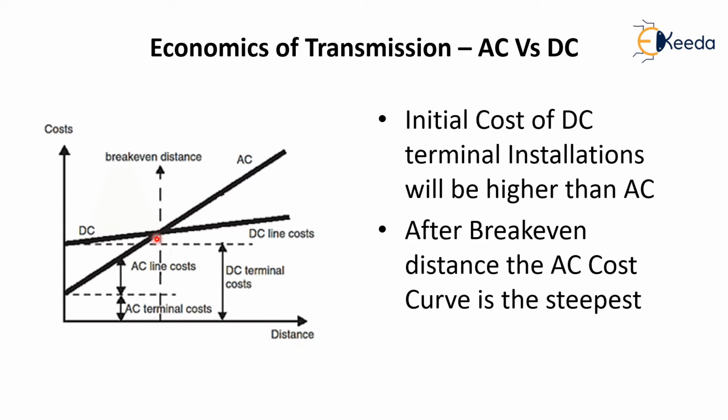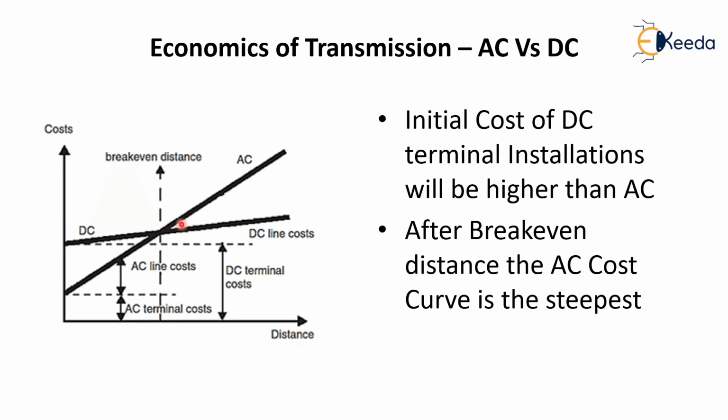After the break-even distance, you can see the AC cost is steepest, that means it is highest. But the DC cost is not that steep. It is not increasing rapidly like AC. So after the break-even point, we will always consider DC as the transmission system. Whenever we speak about transmission, we are discussing long distance transmission always, as in previous videos also. So for long distance transmission, we decide based on this break-even distance.